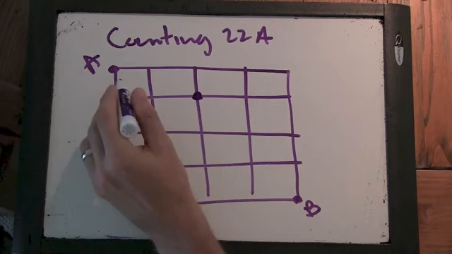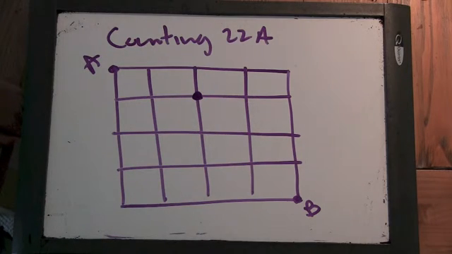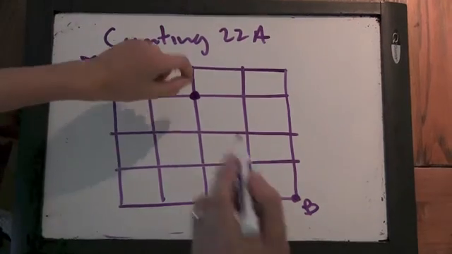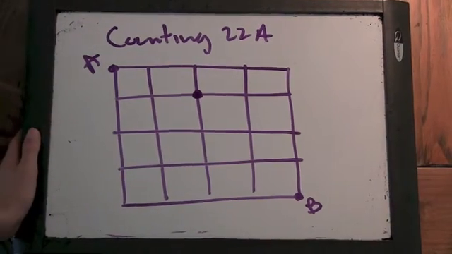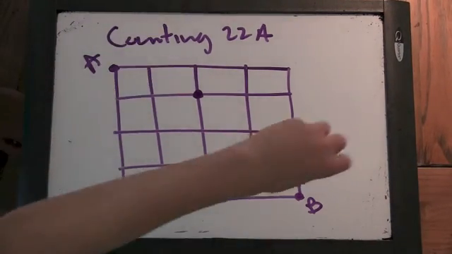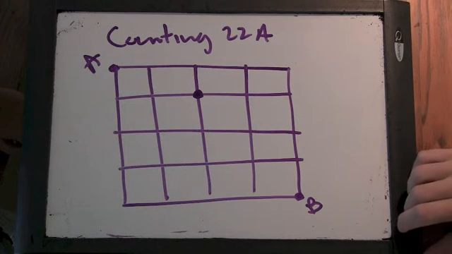How many paths from A to B go through here? And how did we solve that problem? Well, we did the number of paths that go from A to that point, and then the number of paths that go from that point to B, and then we multiplied them together.